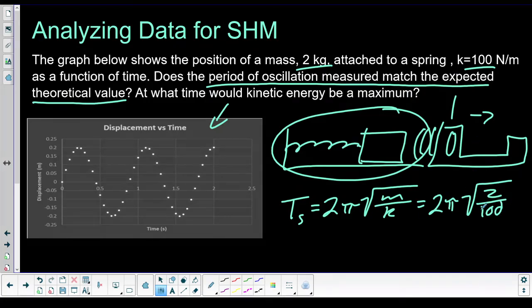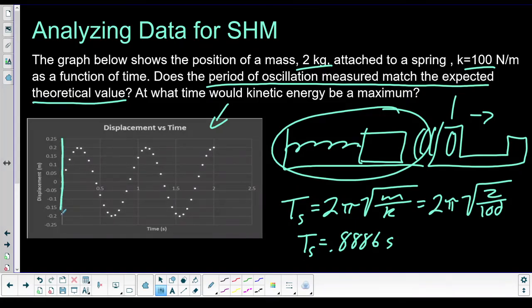And then I've already plugged this in. Where did I put it? T equals 0.8886 seconds. Okay. So the period, meaning the time it takes to do a full oscillation, is almost 0.9 seconds. So let's go look at our graph.